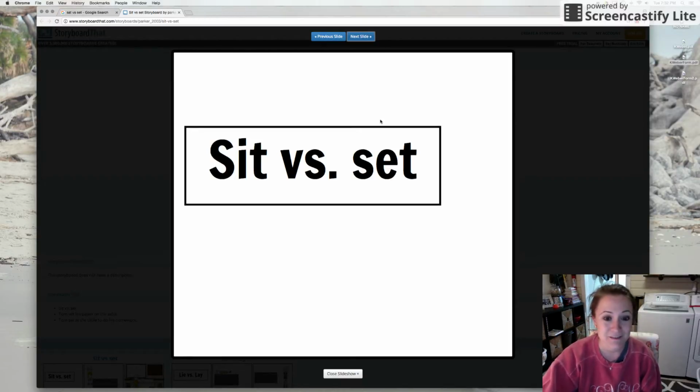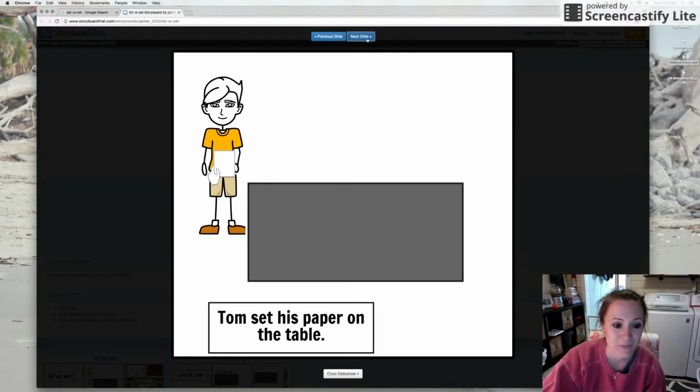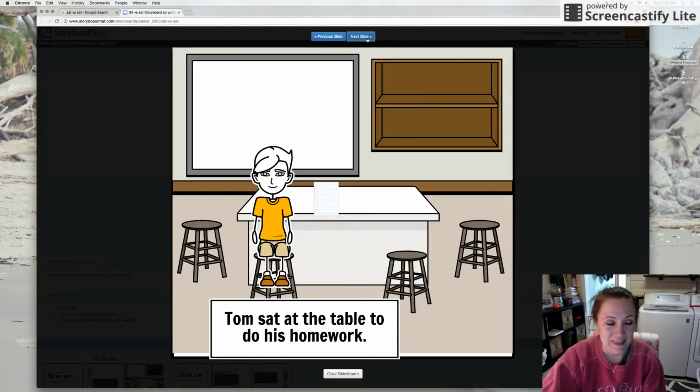So sit versus set. Tom set his paper on the table. So they're using set, S-E-T. And then in this picture, Tom sat at the table to do his homework. They're using a form of sit. So they're using the past tense, S-A-T.